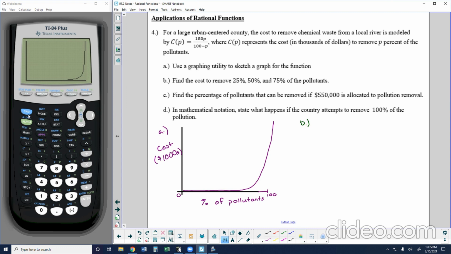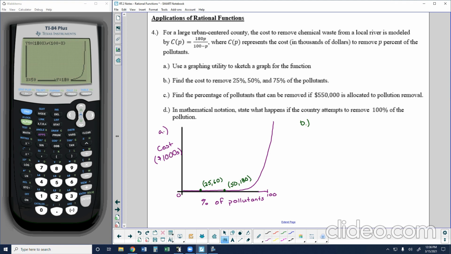So what I'm looking for is an x value of 25, 50, and 70. What I can do is hit second, trace, and go to value because I know the x value. So I can type in 25, and it gives me 60. I'm going to put that point on my graph. I'm going to do the same thing for 50%. So second calc, the calculate menu, go to value, and type in 50. So this point would be 50, 180.